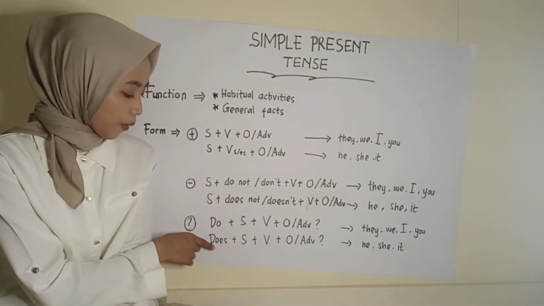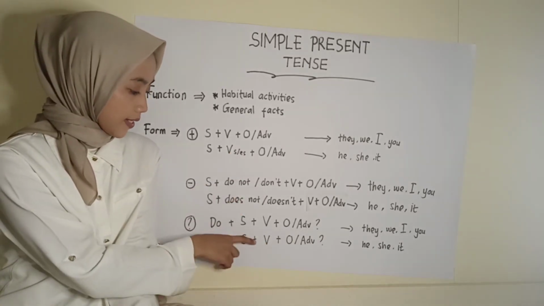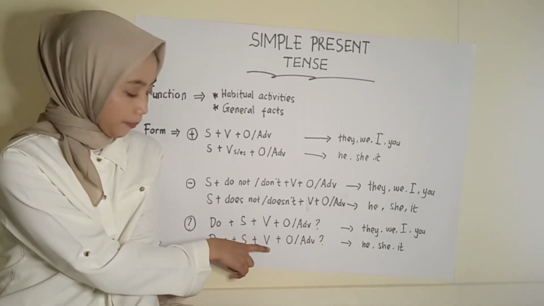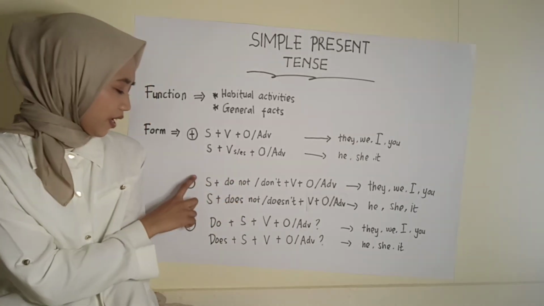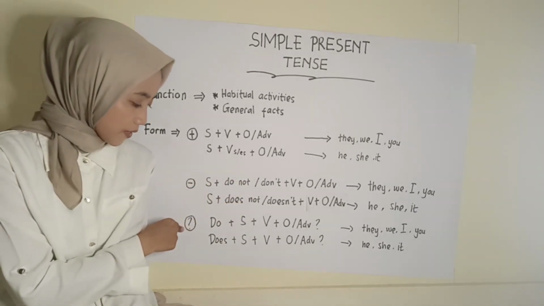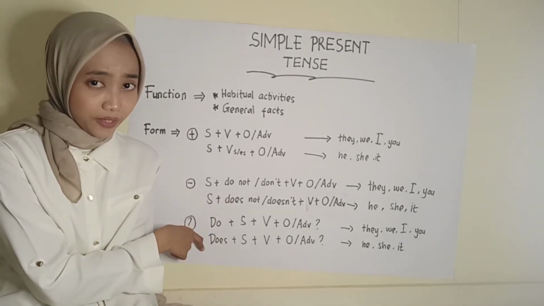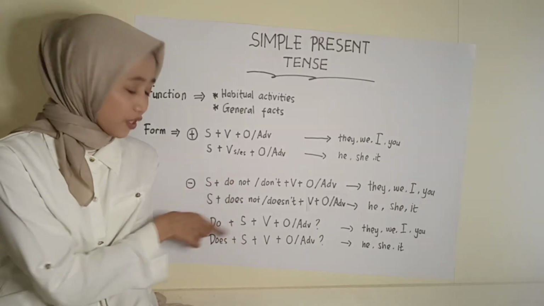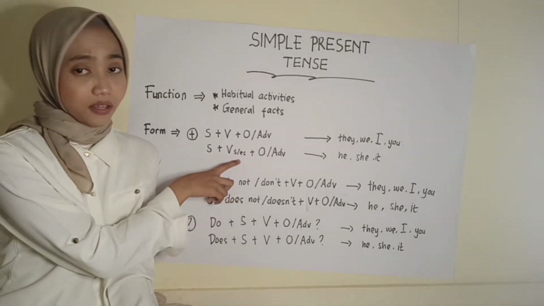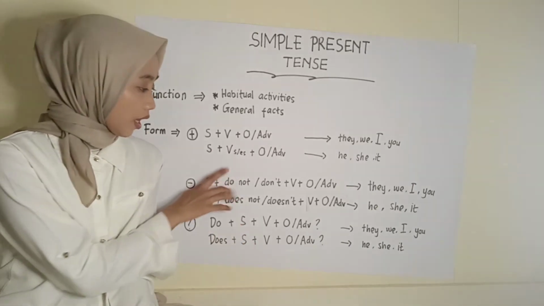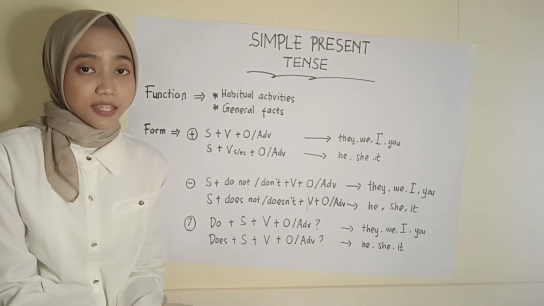When we already put does, we do not add s or es at the verb, okay, because we already put does. So remember, in the negative sentence and interrogative sentence, when we already put does, it's only does. Okay, it doesn't work at do, it's only does. When we already put does, we do not add s or es at the verb. Okay, so the verb is changed into the basic form.